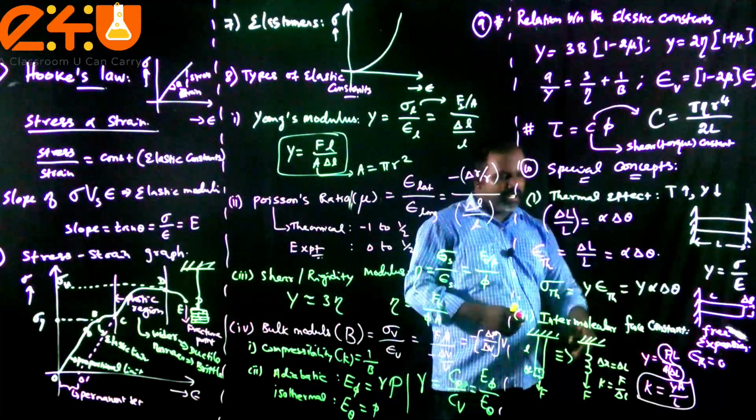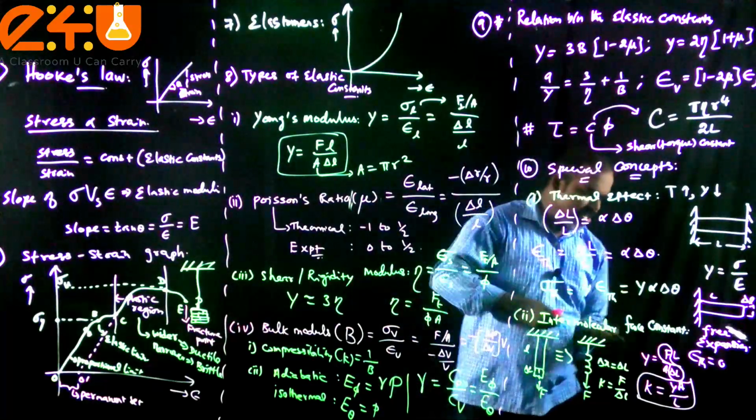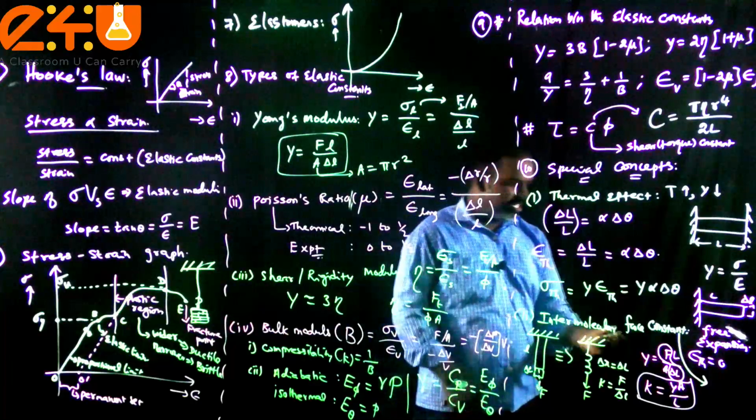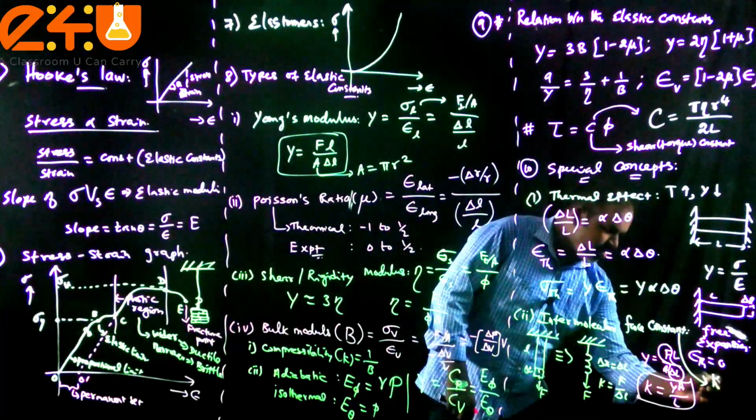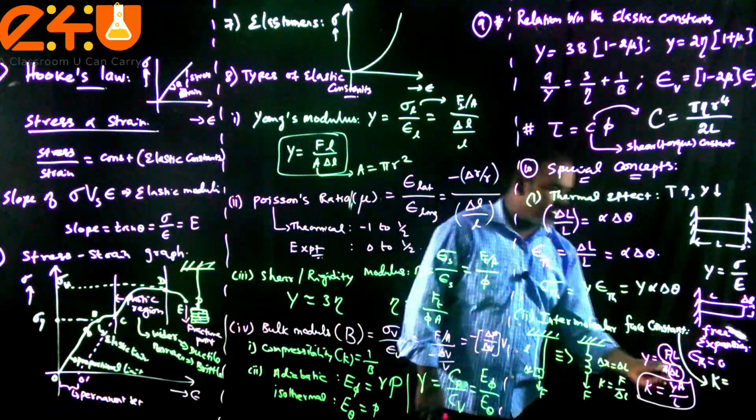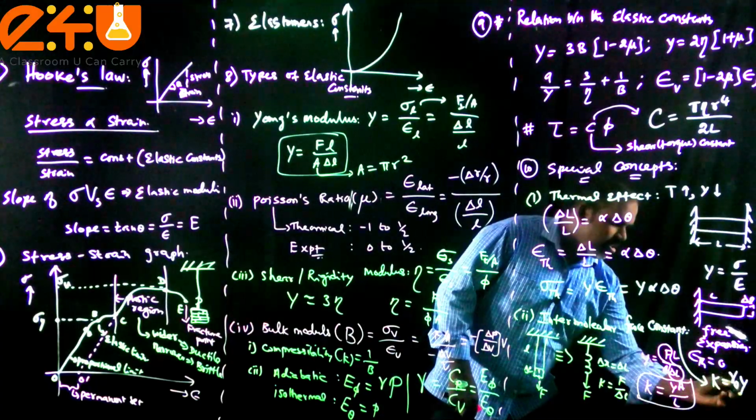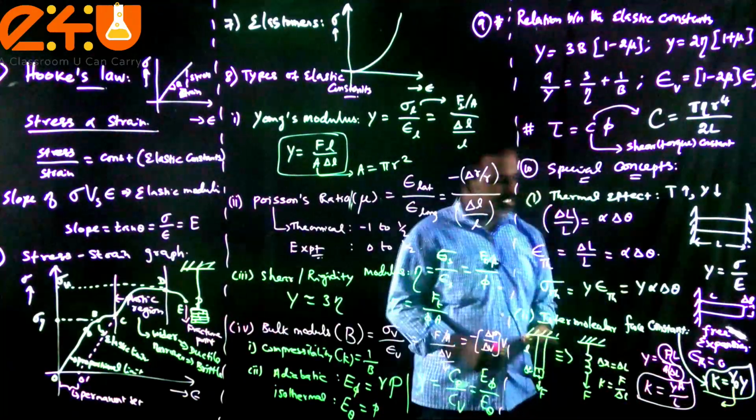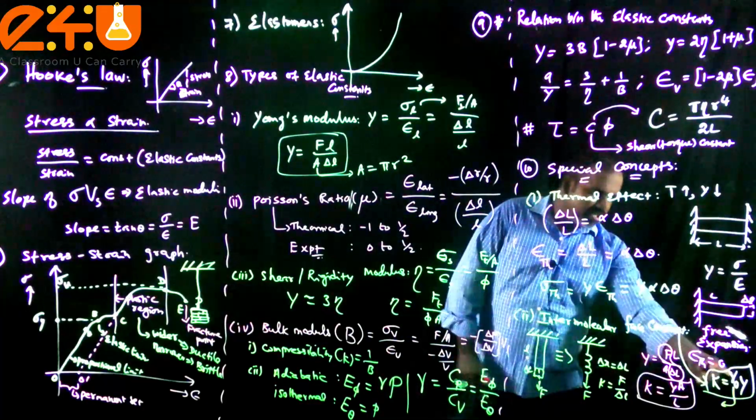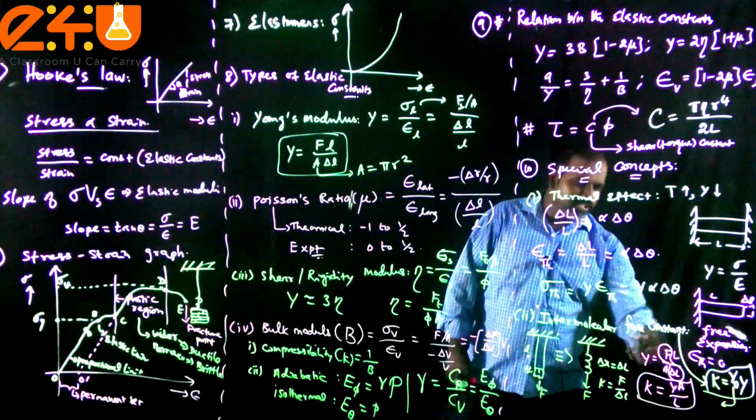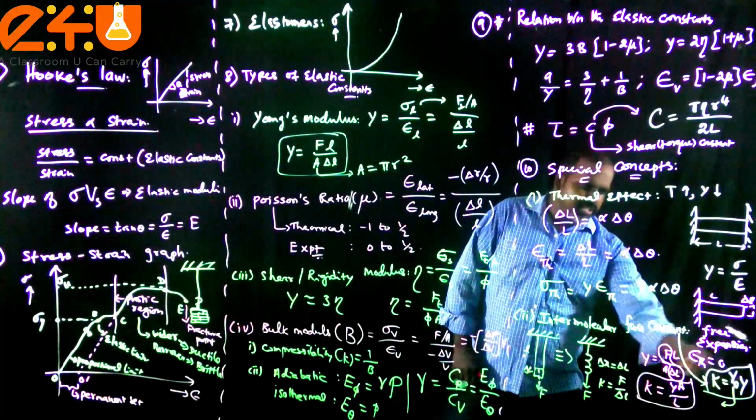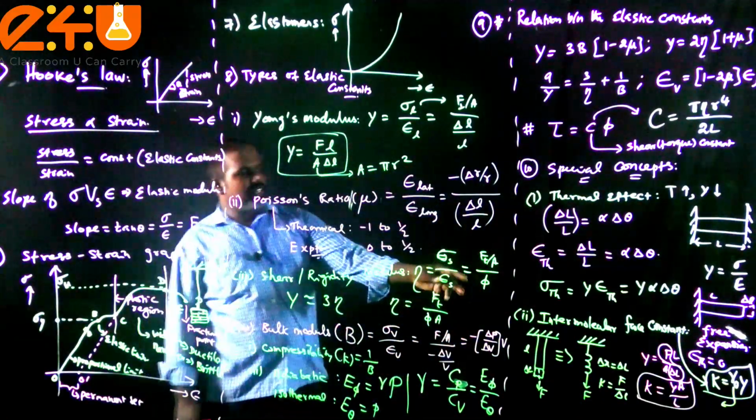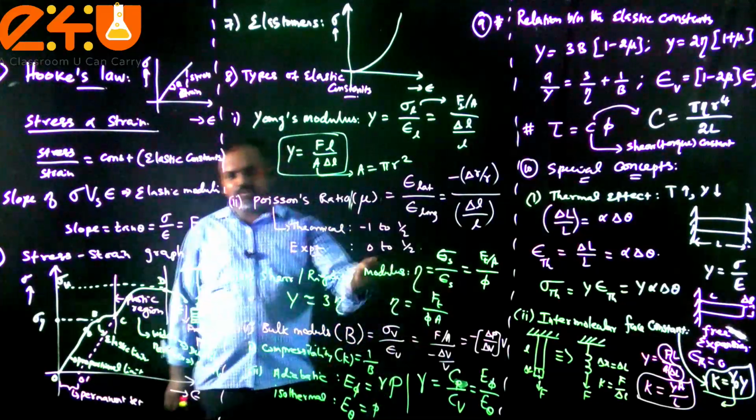In the same manner, I can directly give the intermolecular force constant; there is a lengthy derivation. The intermolecular force constant is given by R naught into Y, where R naught is the intermolecular distance at equilibrium, or simply the equilibrium distance, and Y is Young's modulus. So the second part of the theory is over. Kindly note it down.